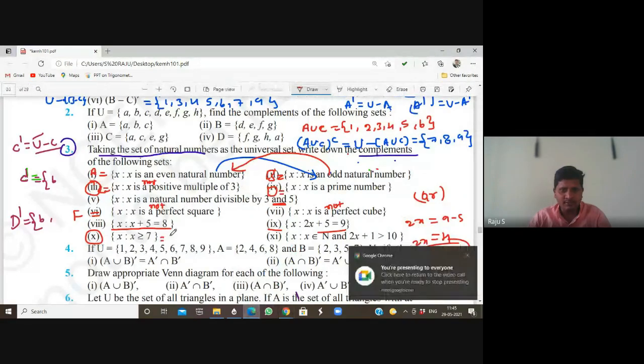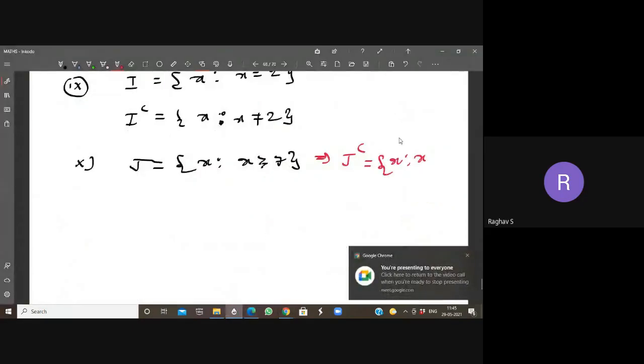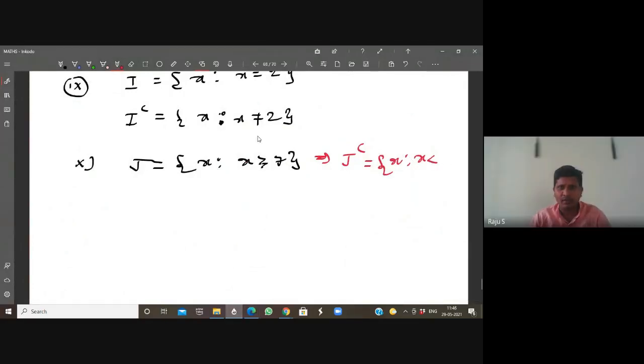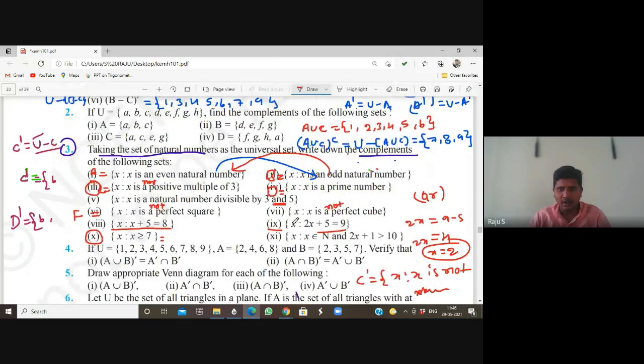Answer for this, sir: x such that x is not equal to 2. Okay, that's not equal to 2. Then next question.